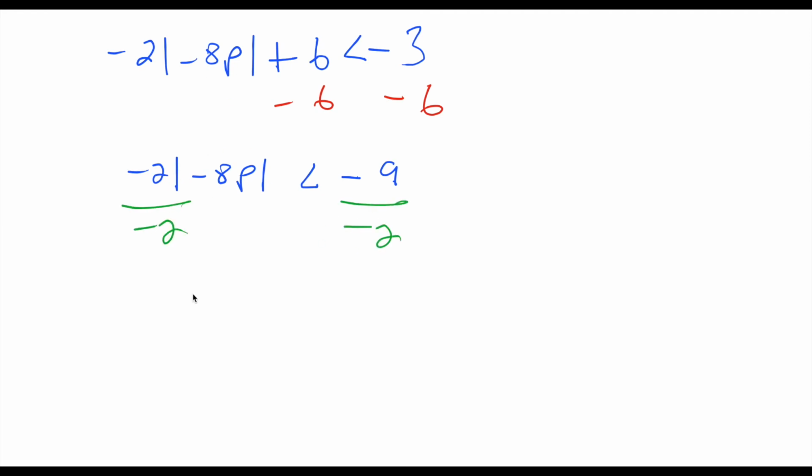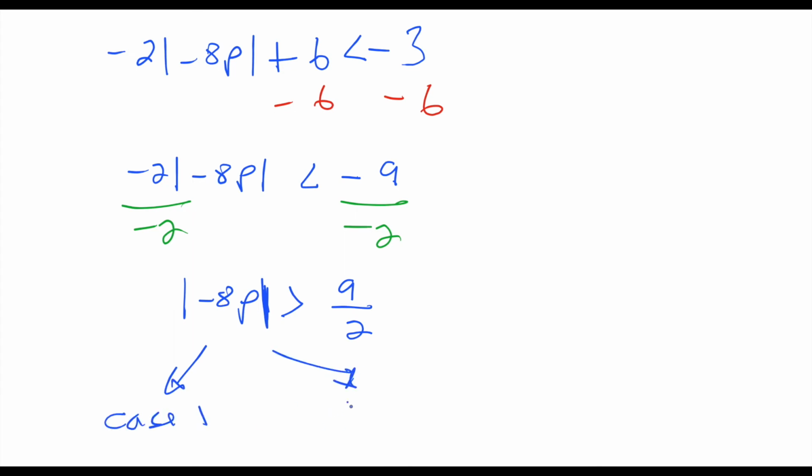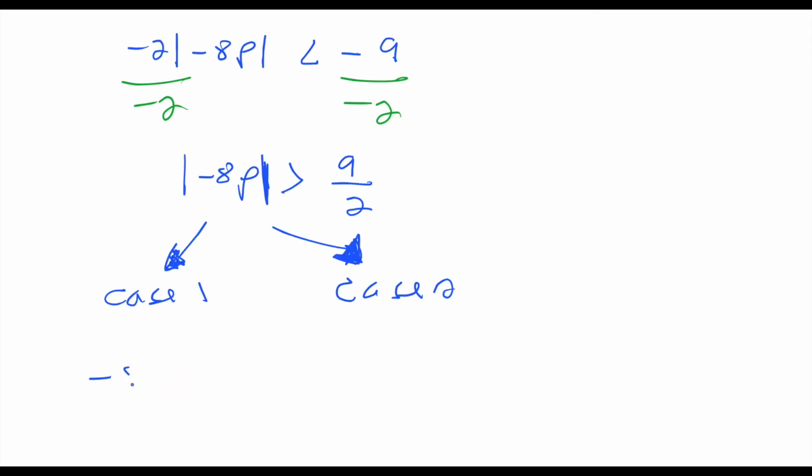Divide by negative 2. Negative 8p is greater than what? Than 9 over 2. Do we care that there's a negative in the absolute value? Nope. Case 1 and case 2. Case 1, case 2. That is an arrow. Okay, negative 8p is greater than 9 over 2. Okay, and what's case 2?